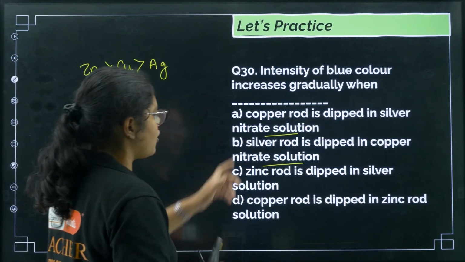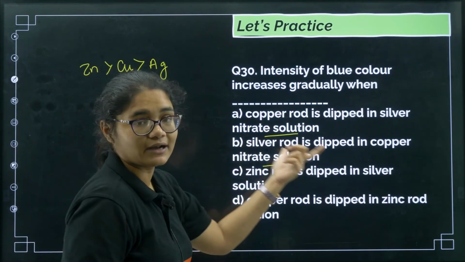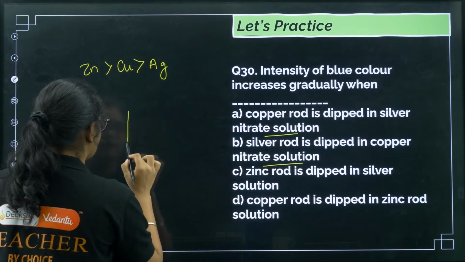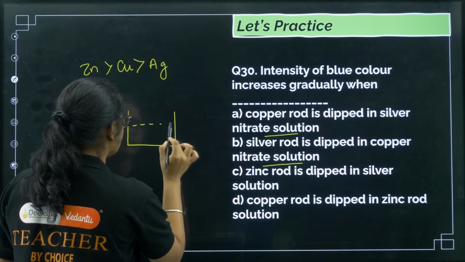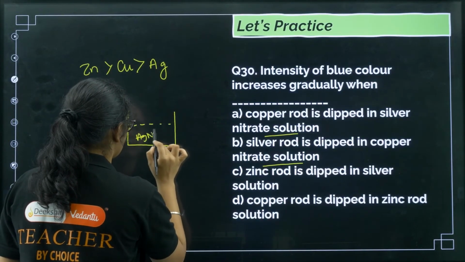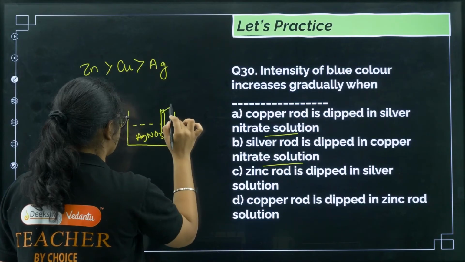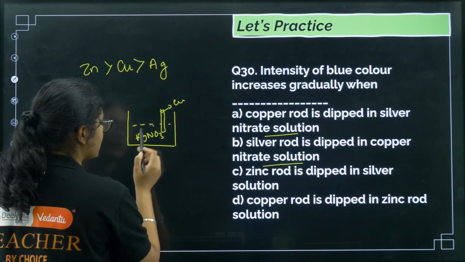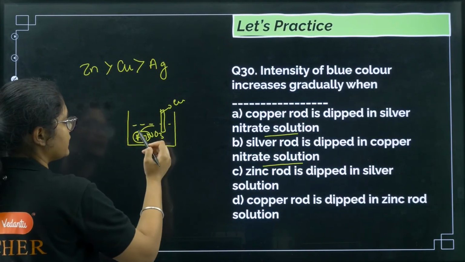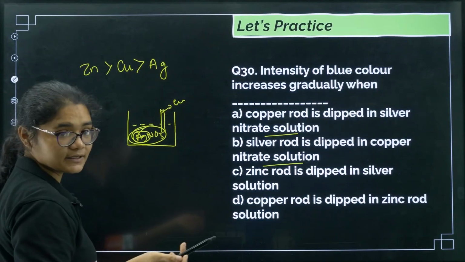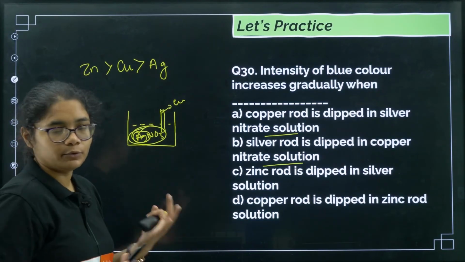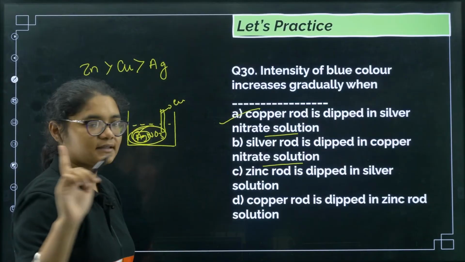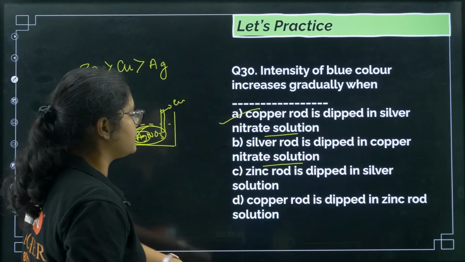So now you see, if copper rod is dipped in silver nitrate solution, so we have a silver nitrate solution, and you have dipped a copper rod in that, right? So copper can displace silver because it is more reactive, so we will get copper nitrate solution and the solution will be blue in color. So option number A is the correct answer. But let us see the other options.